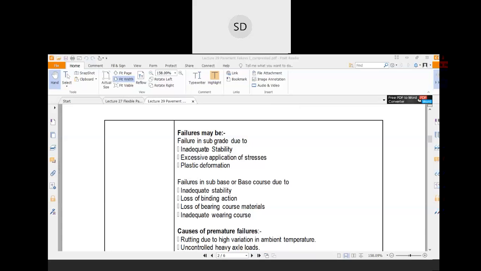And plastic deformation is that type of deformation where the deformation is permanent. After the removal of the load also that deformation exists over the surface. That type of deformation is called plastic deformation. Generally plastic deformation occurs due to excessive loading and sometimes due to the penetration of water into the subgrade layer. So you have to always make your flexible pavement in such a way that there is good drainage so that no water can penetrate the subgrade layer.